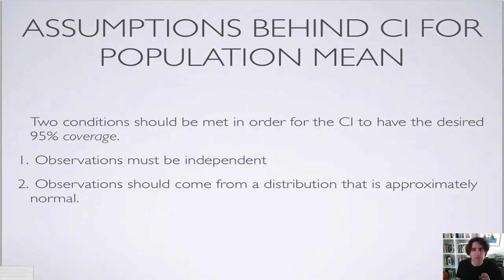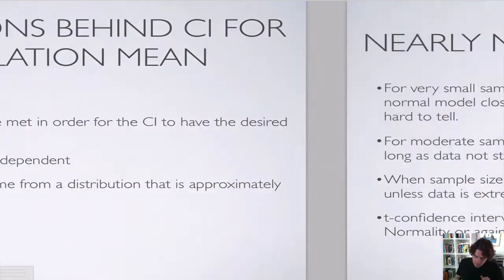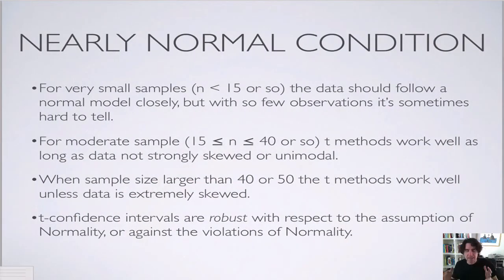So what are the assumptions behind the confidence interval for a population mean? Well, there are two assumptions. One is that the observations are independent, and two is that the observations come from a distribution that's nearly normal. So what does that mean? The nearly normal condition really means that for very small samples, the data should follow a normal model pretty closely, but it's sometimes really hard to tell for really small data sets.